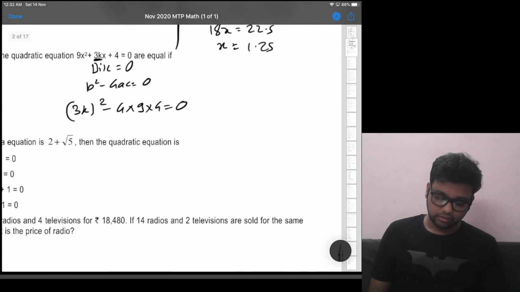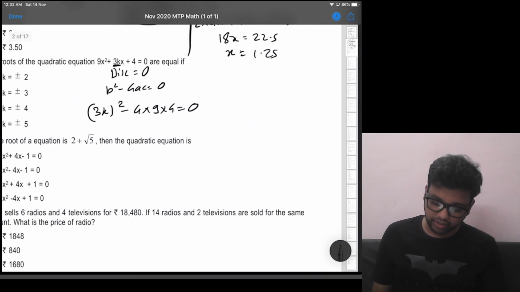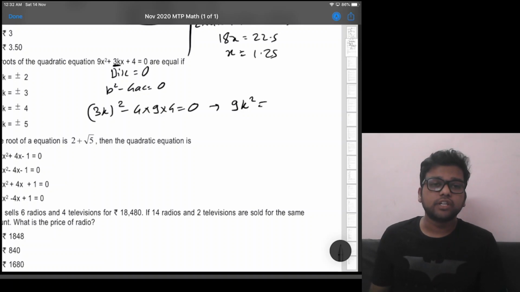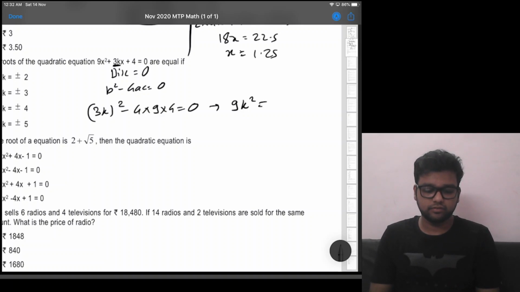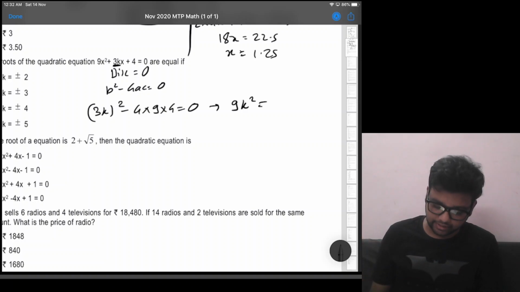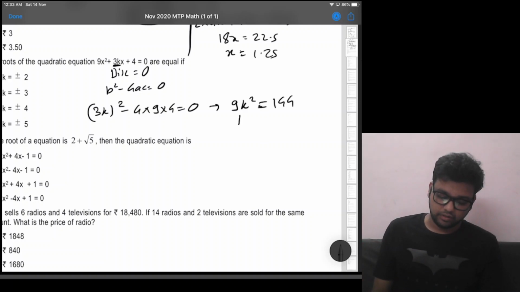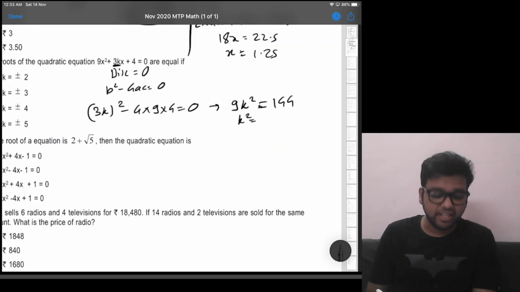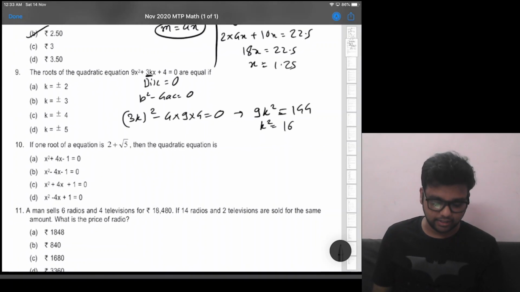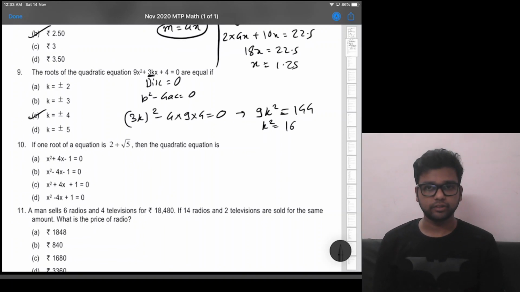Fine. So (3k) square, if we open, it will become 9 into k square is equal to, what is 4 into 9 into 4? 144. So let's take it to that side, is equal to 144. That means k square is equal to 144 by 9. 144 by 9 is 16. So if k square is 16, that means k is equal to plus minus 4.